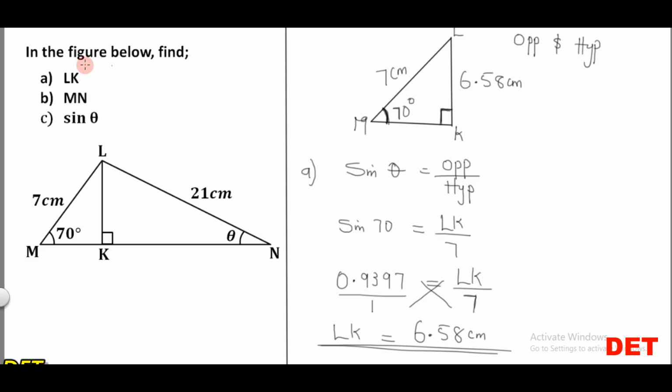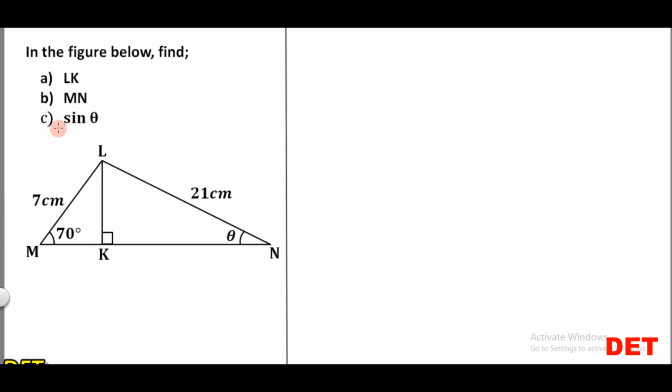So, like I said before, the next thing that we're going to do here is to find MN. Find MN. Alright, so this is your M, this is your N. So your MN is the distance from here to here. Alright, so we have two triangles here in this figure. So to look for your MN, you have to find the value of MK and KN.